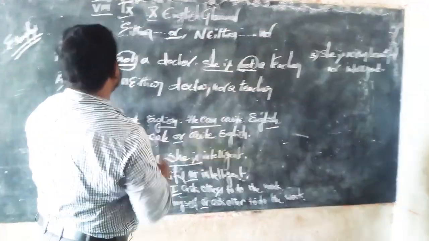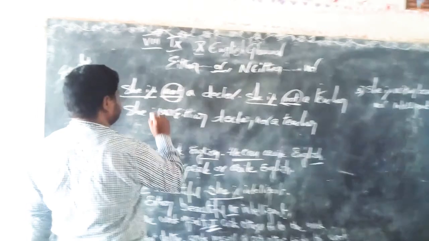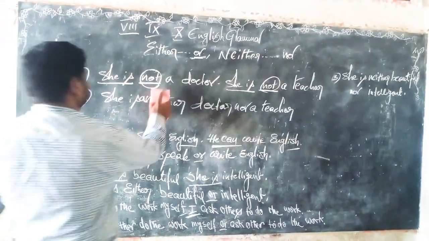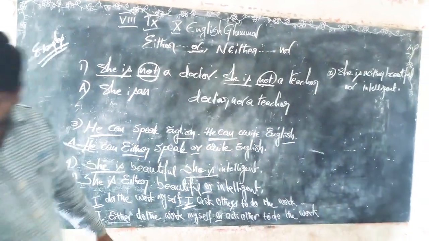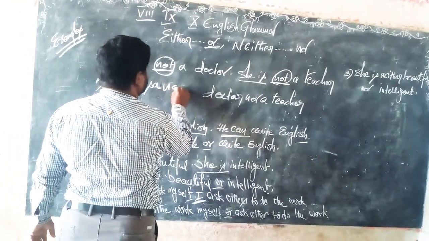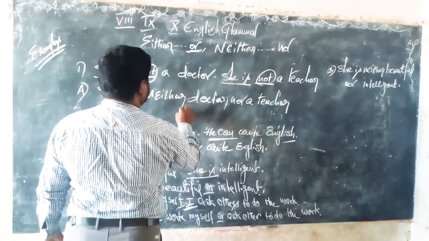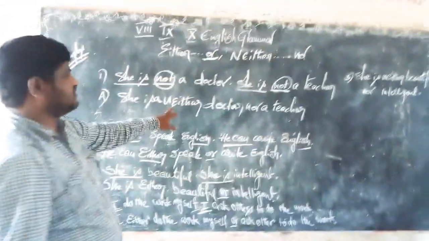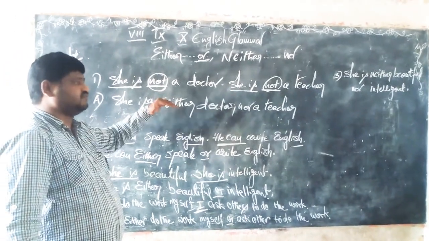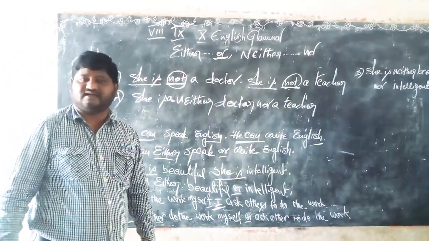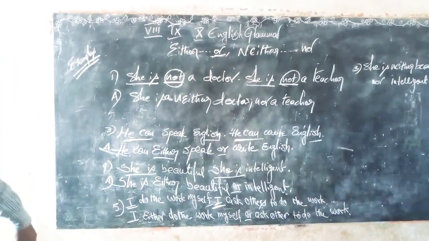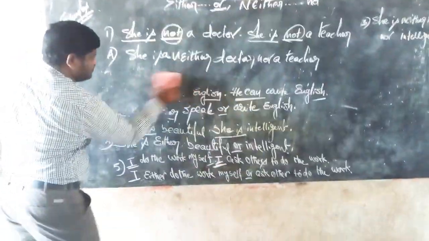She is neither a doctor nor a teacher. So likewise, identify the single words in neither nor and either or. And now one more example I will give you, friends.